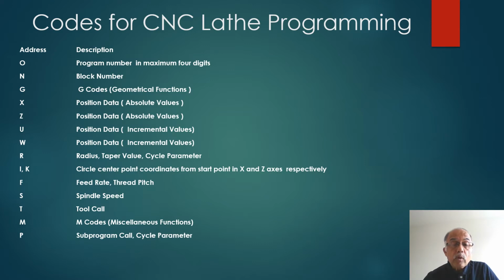P is subprogram call. In CNC lathe part programming, we use subprograms. For calling a subprogram, the P code is used. Also in some CAN cycles, the P parameter is used. Q is also a parameter used in different CAN cycles used in CNC part programming. The semicolon is the code for block end. Block end means the end of that line. So the semicolon makes the different lines of the program. So the semicolon is the block end.